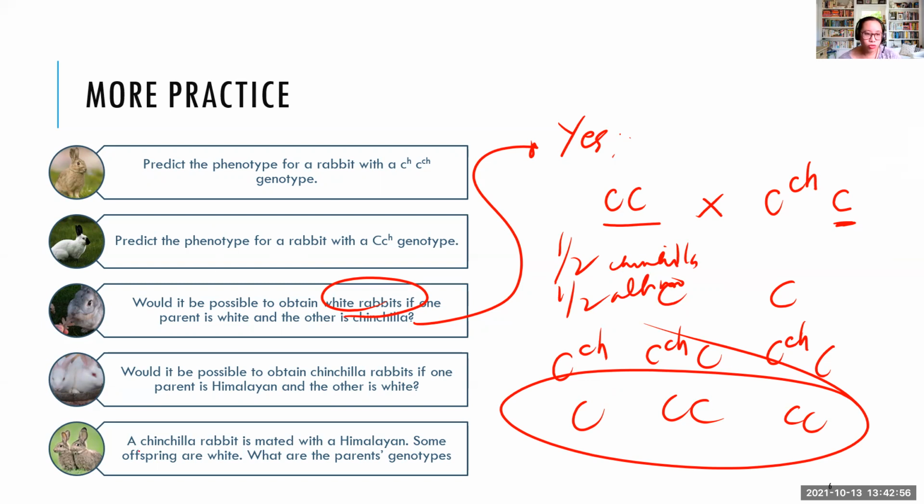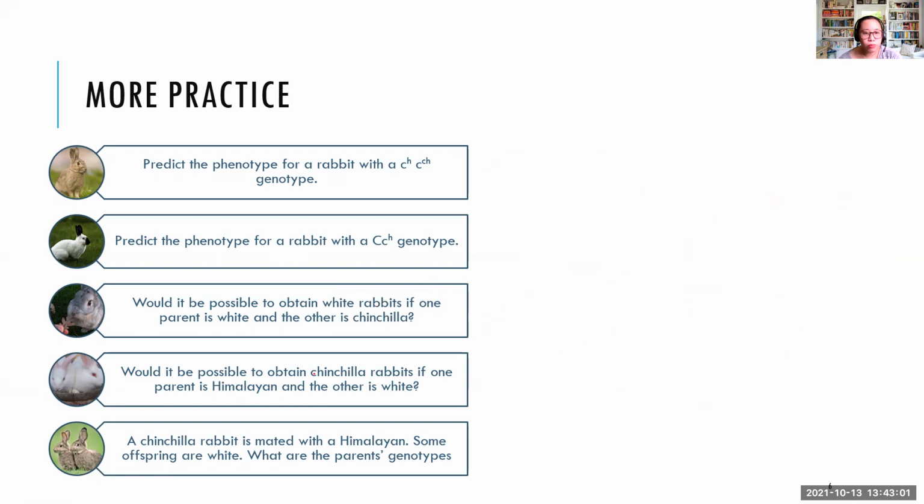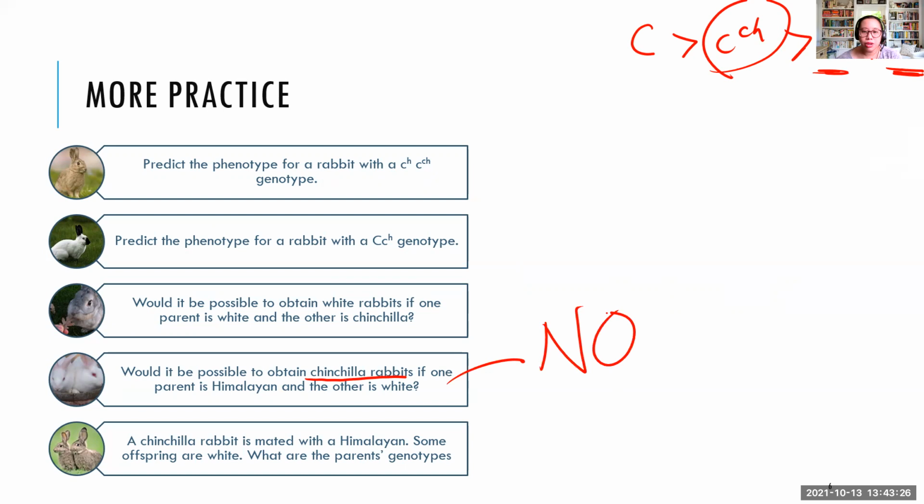So next question will be, would it be possible to obtain chinchilla rabbits if one parent is Himalayan and the other is white? This is a no-brainer. In the order of dominance, you have agouti, dominant to chinchilla, dominant to Himalayan, dominant to albino. So if you are crossing a Himalayan and an albino, where will you get the chinchilla gene? You can't get any chinchilla gene. So, which means that this is a big no.